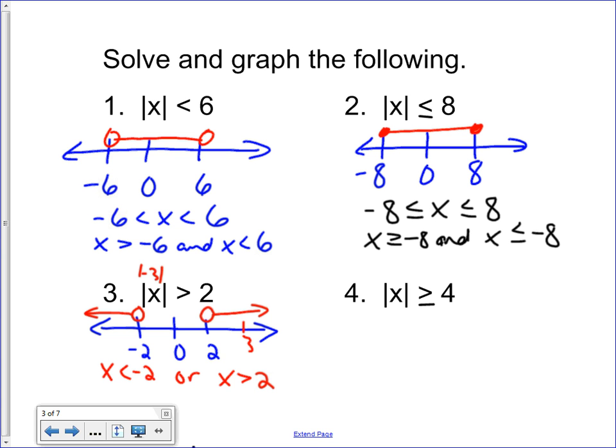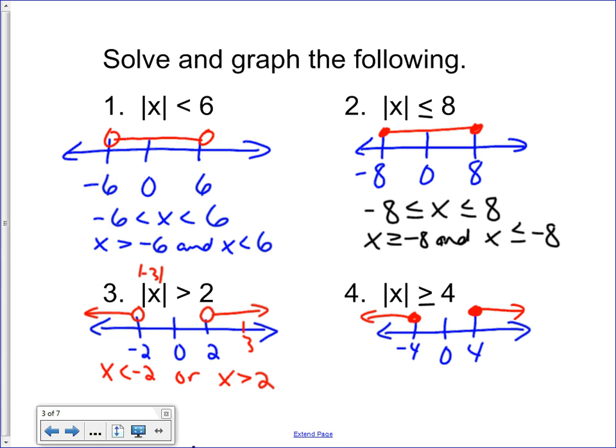The last one, it says the absolute value of x is greater than or equal to 4. So now again, this is asking us what number is greater than or equal to 4 away from 0. So now I could include the negative 4, and anything to the left of it would be more than 4 away from 0. Or we could have the positive 4 and anything to the right of that.